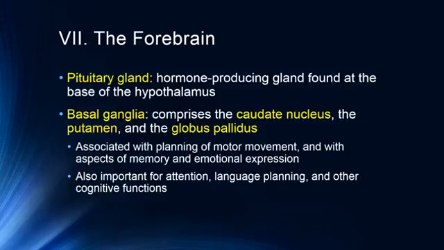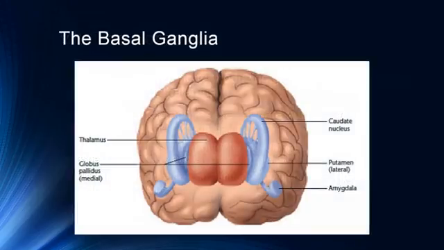In particular, it appears they're mostly involved in skill acquisition and other non-conscious forms of memory, such as language. If you take a look again from a different view, you can see here we have the putamen, the globus pallidus, the thalamus, and the caudate nucleus, and you can also see the amygdala here, which sometimes people include in the basal ganglia.